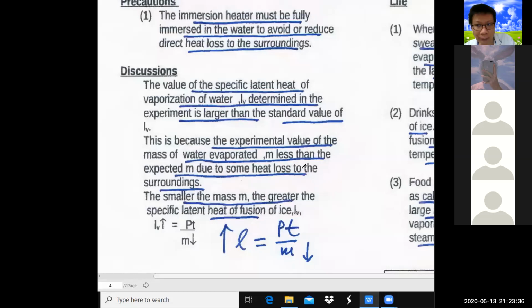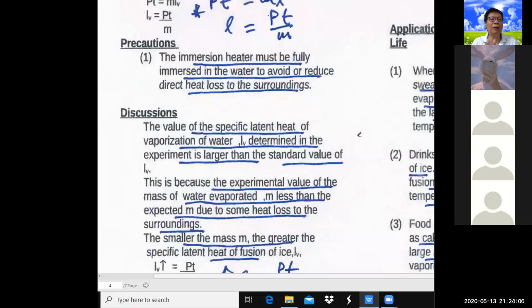If the question asks you what precaution you must take to improve the accuracy of the experiment, how do you answer? Class, this kind of question is always asked in the SPM exam. What precaution you must take to improve the accuracy of your answer? How do you do it? How to make your answer more accurate?